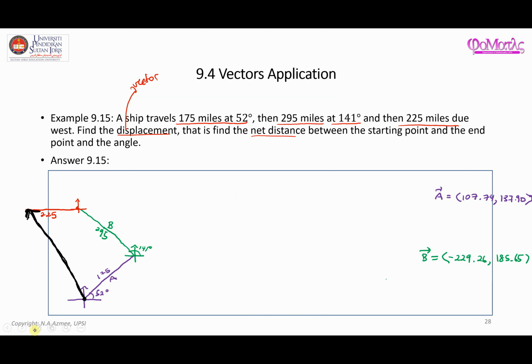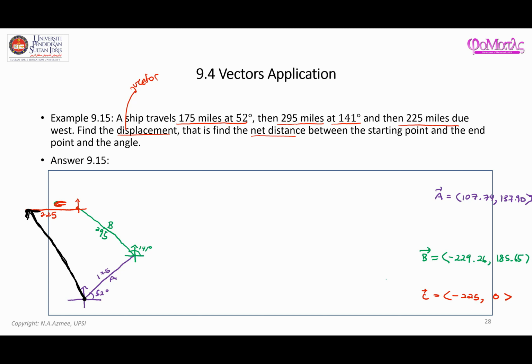Okay, next we are going to consider the third part of the journey, which is this one. I'm going to call this vector C. This vector here is straightforward because it only has the horizontal component, and since it is going in this direction, vector C can be expressed as negative 225, and the component of y is 0 because it's just going straight to the west. So it only has the x component, and the y component here is 0 straight away.